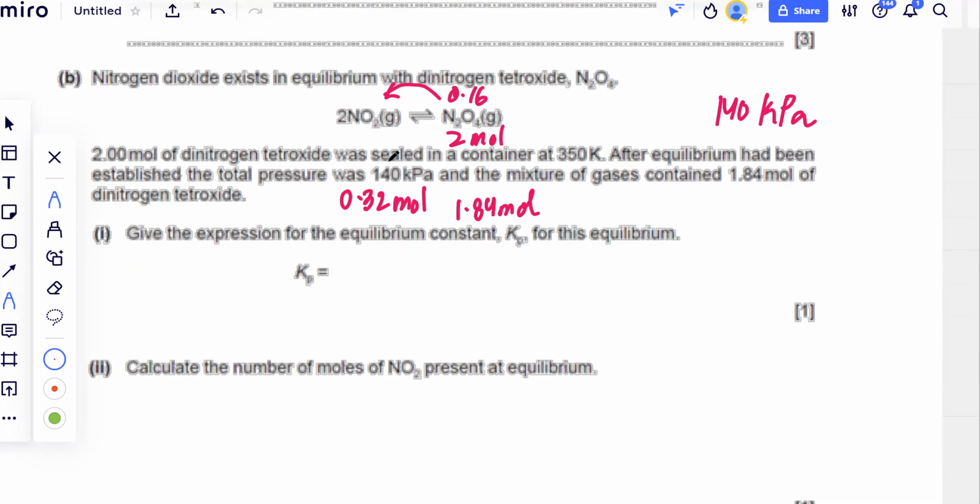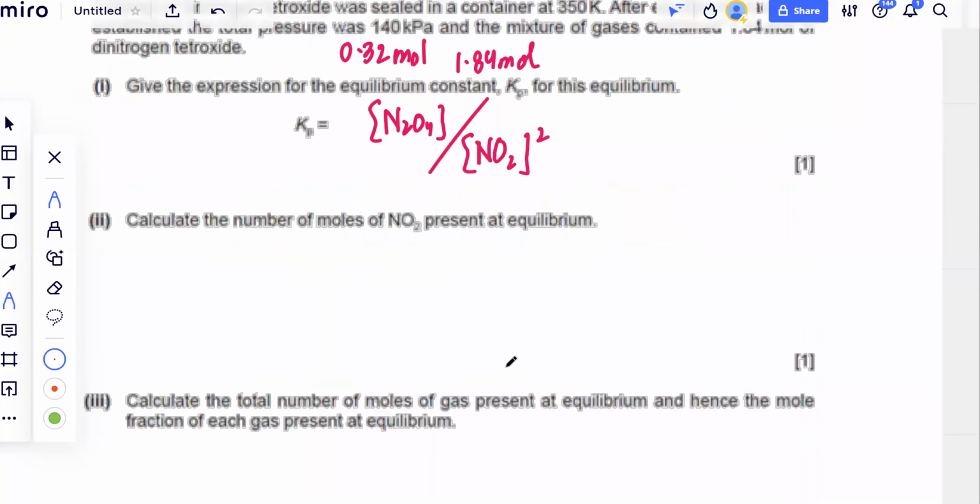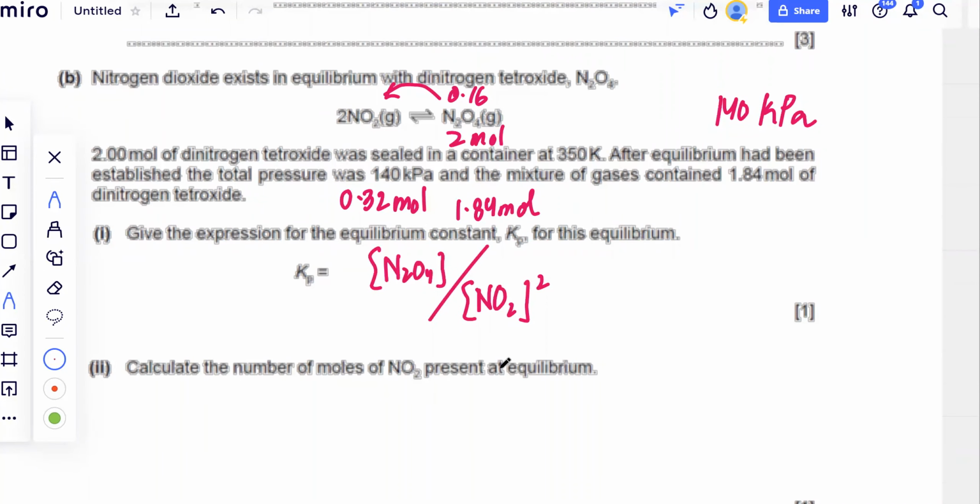So you found your equilibrium moles. You have to write the expression for Kp, which is going to be the concentration of N2O4 divided by the concentration of NO2, and that's going to be squared. I mean, you said concentration. Sorry, it's going to be pressure. It's Kp, so everything would be pressure.